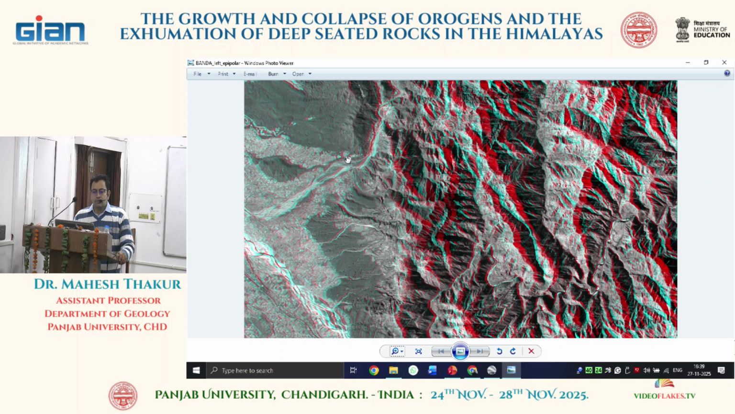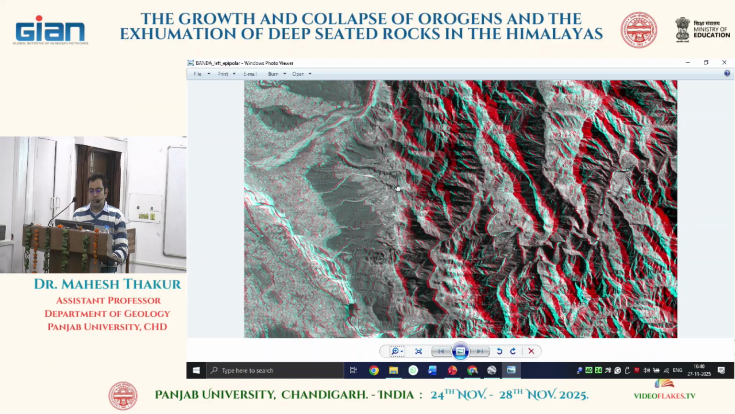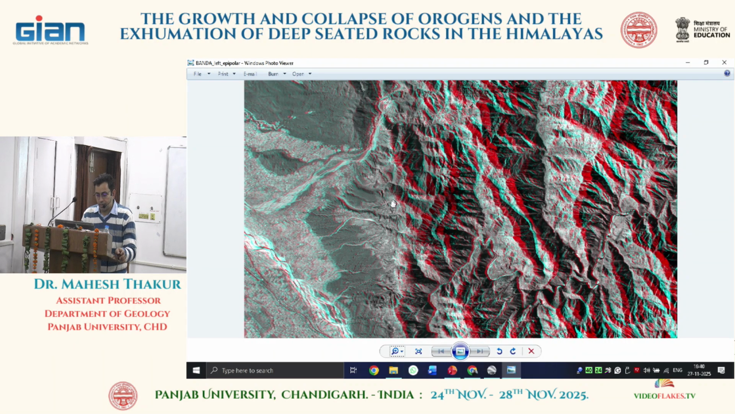These photographs basically help you make geomorphic maps of the area. If you want to make large scale geomorphic maps, or you want to mark the faults or lineaments on the topography, then these maps help you a lot, because not everywhere you can go. So we have made these geomorphic maps of this area using this remote sensing data.